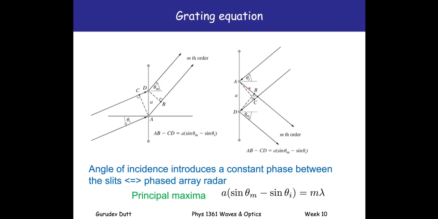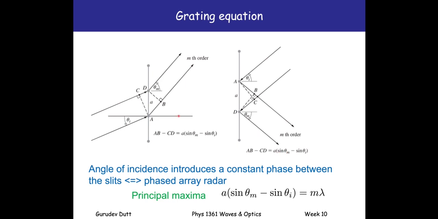AB would be the path length difference normally if the beams were coming directly from the oscillators. But because this beam has arrived at an angle theta I, there is an extra path length CD between these two beams, which this light has to travel to get to the second oscillator. So the total path difference is AB minus CD, which is this formula once again.